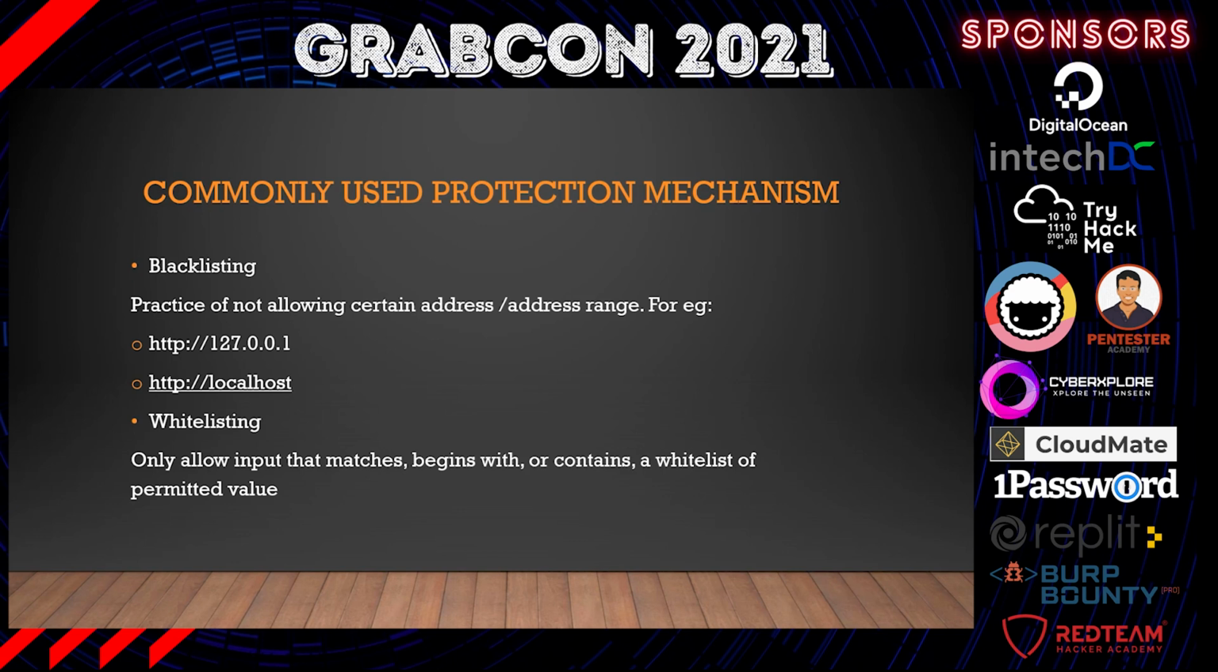In blacklisting, what is happening? They are not allowing some addresses or address ranges. Of course the most common address is http://127.0.0.1. They are not allowing it, so you can't use that, or http://localhost. These are some common address ranges, this is just an example. The second one is whitelisting. They are only allowing some particular values only, so you have to use those.